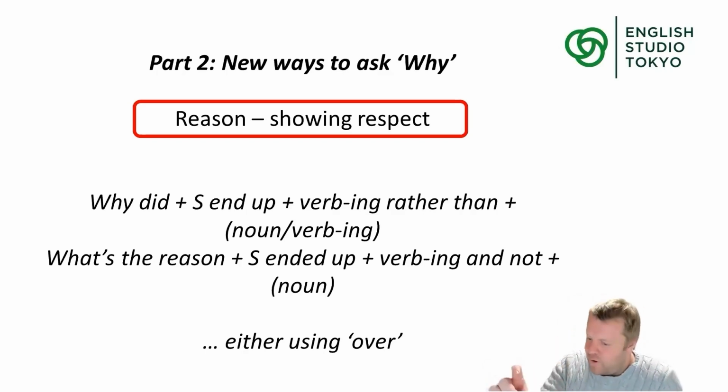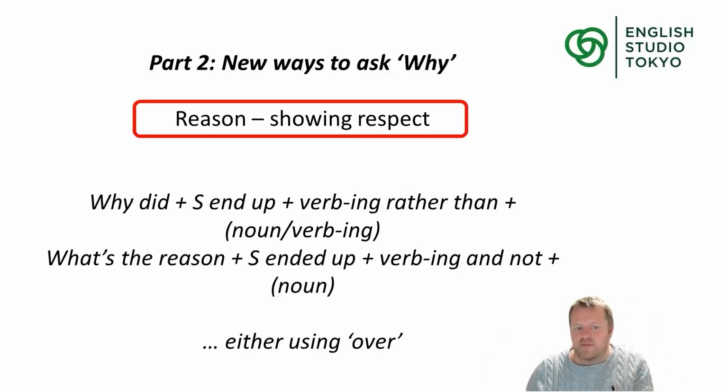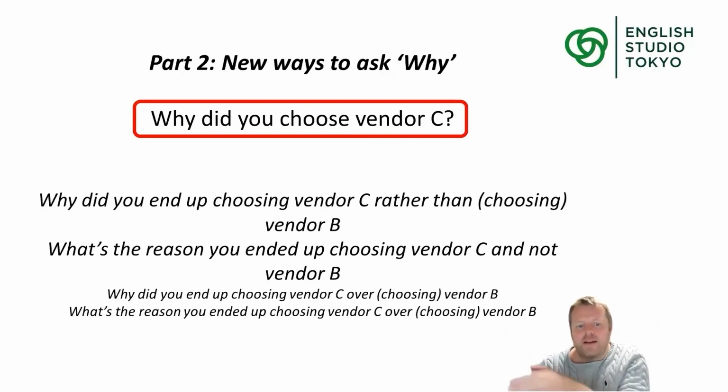And it's a small change, but it hugely impacts the way people listen to this. So if I say, let me go back to this one. What's the reason you chose vendor C? Or why did you choose vendor C over vendor B? And now if I use this one, why did you end up choosing vendor C rather than vendor B? Or hey, what's the reason you ended up choosing vendor C and not vendor B? It totally changes the tone of voice. It totally makes this a respectful question.